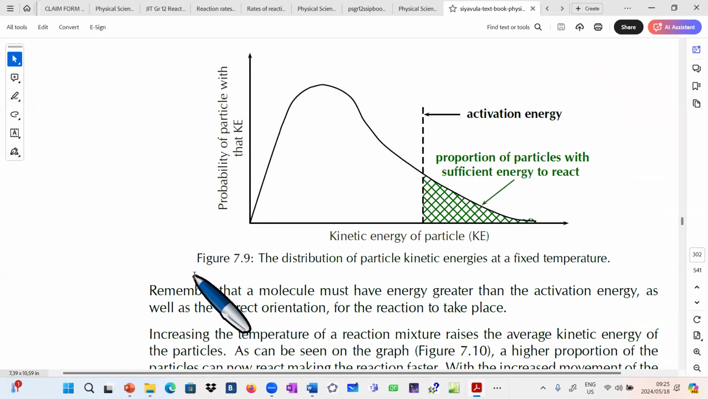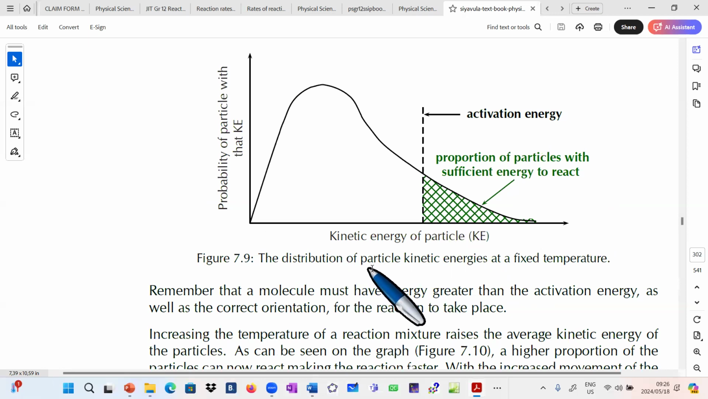Okay. So, probability of a particle with that kinetic energy. Now, let's look at activation energy: the proportion of particles with sufficient energy to react. Here is the kinetic energy of the particle. The activation energy here is the minimum energy, and this is the energy axis. This is certainly the minimum energy required for a reaction to take place.